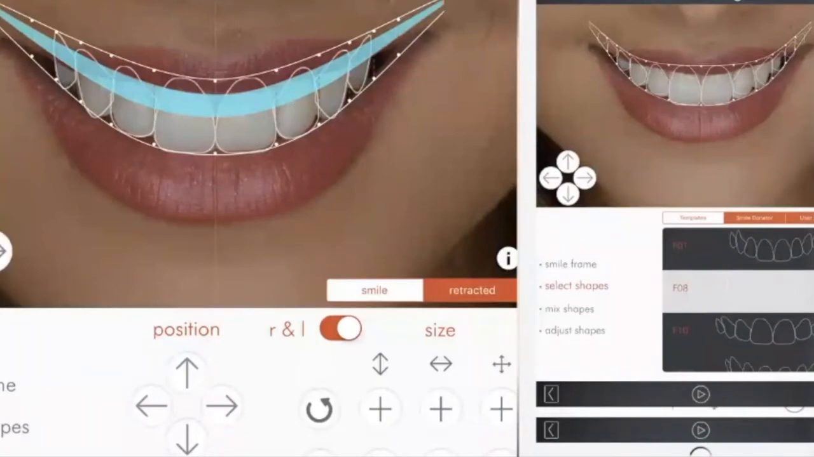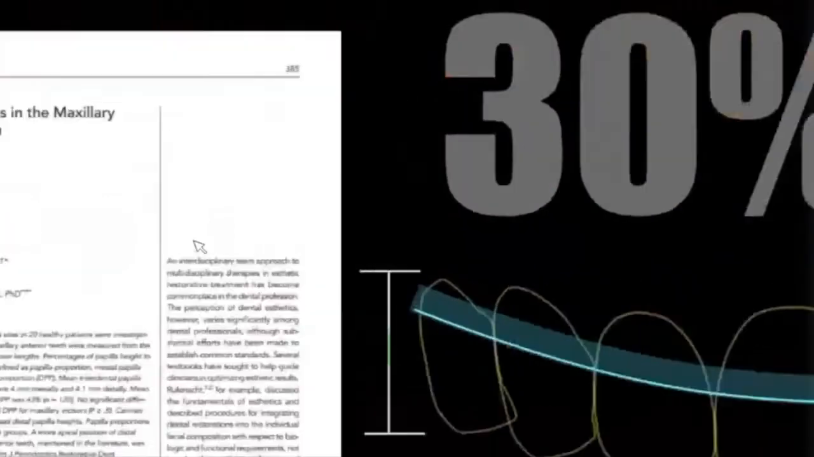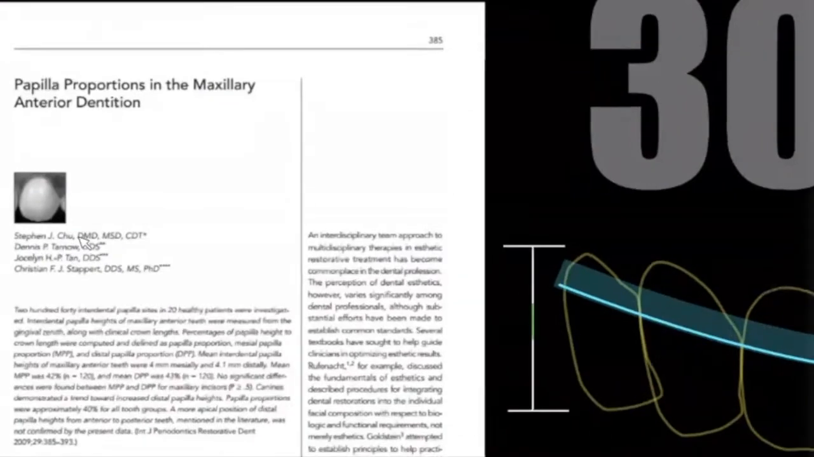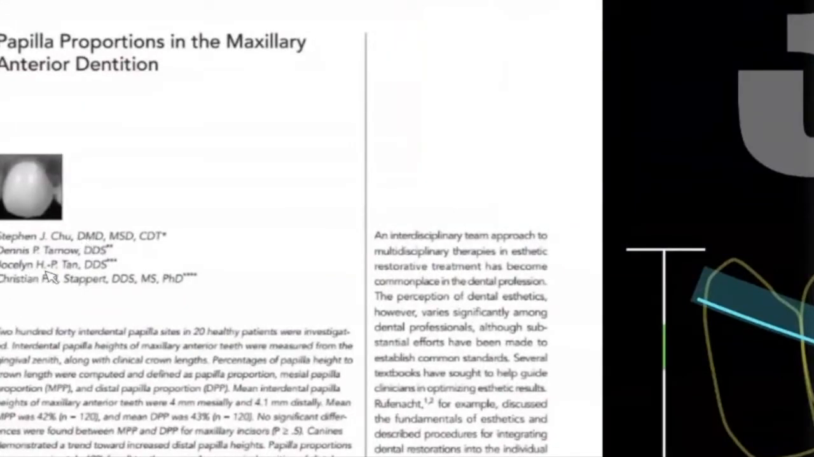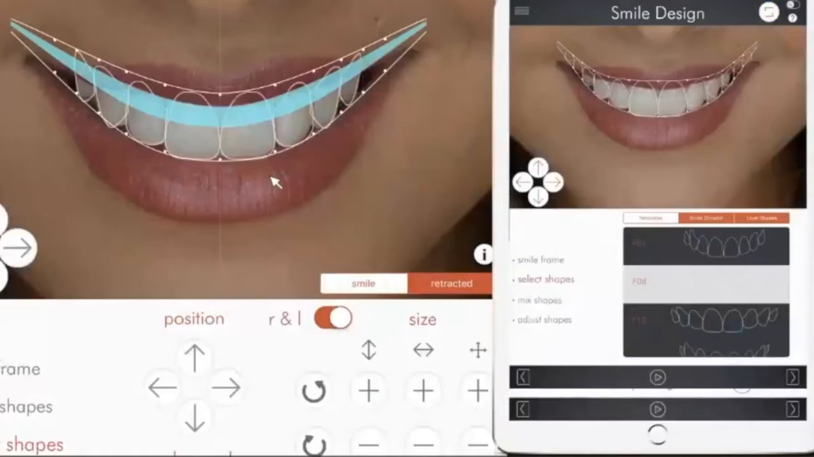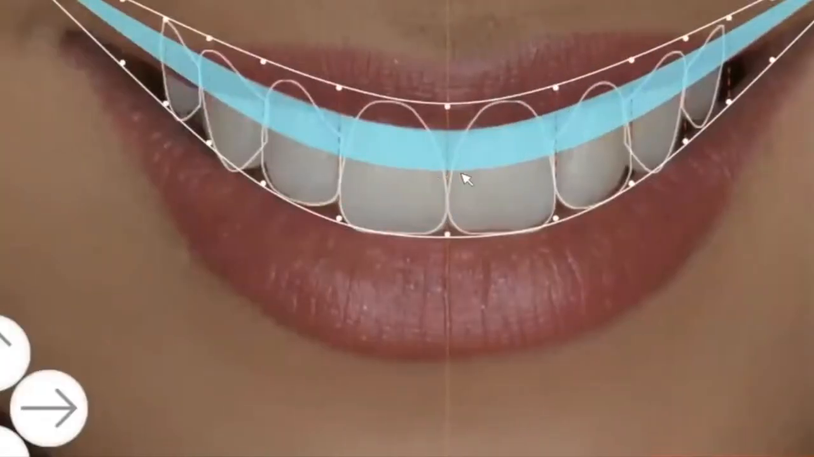Now, there is a study from NYU, and here is the paper. And of course, not only the paper, but here are also the researchers who wrote this paper: Stefan Chu, Denis Tarnow, Jocelyn Tan, and Christian Stappert. And they studied the papilla curve. The papilla curve is an area between 50% of the height and 80% of the height. So the tip of your papilla needs to be inside this area. Then you create a harmony of the new smile that is special.